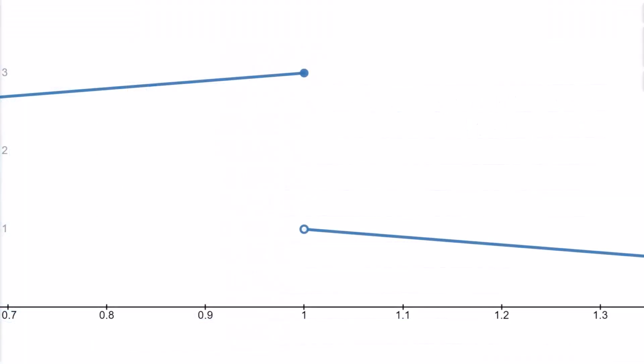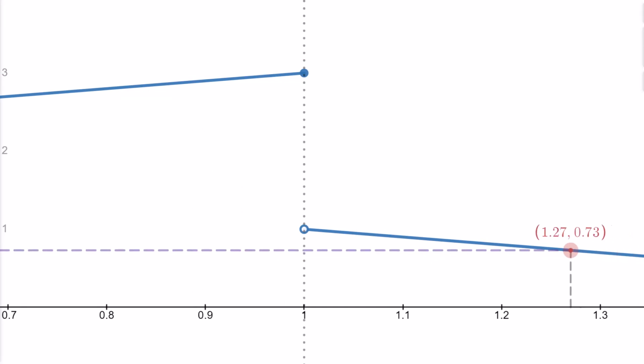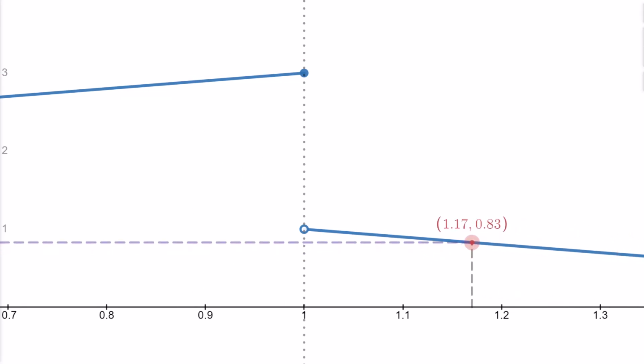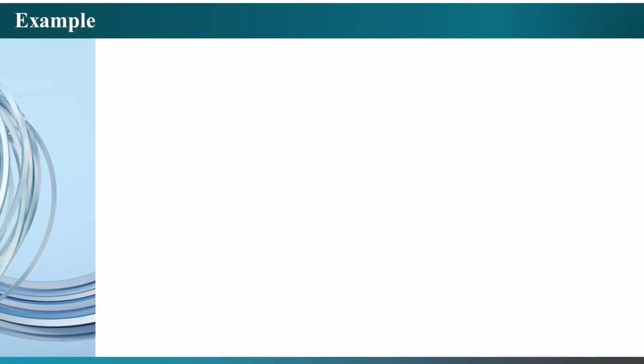Here we have the graph of the piecewise function, and we're interested in what happens when x gets close to 1. And we'll start by looking at what happens when x approaches 1 from the left. As x approaches 1 coming from the left, we see that the y values approach 3. However, as x approaches 1 coming from the right, the y values seem to approach the value 1. Now one thing to note here is that the general limit as x approaches 1 does not exist in this problem because the limit coming from the left is not equal to the limit coming from the right. Consider another example.